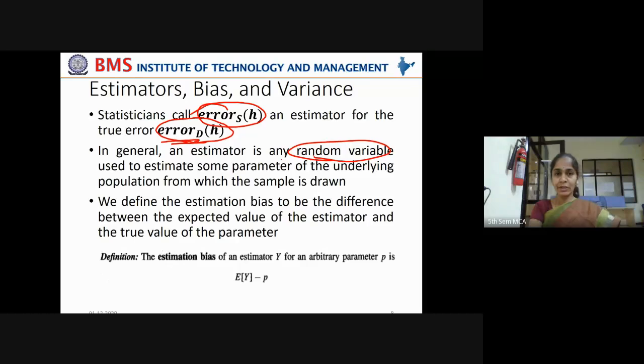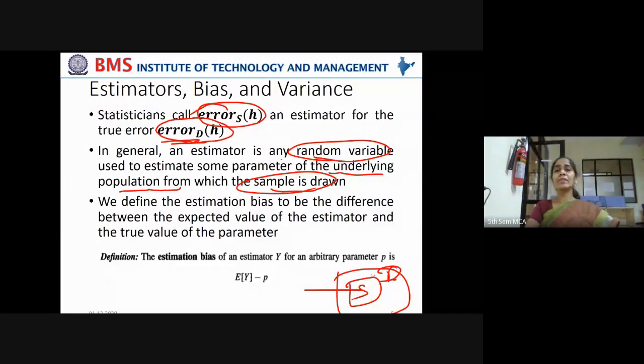And in general, an estimator is any random variable used to estimate some parameter of the underlying population from which the sample is drawn. Here, our sample is taken from a larger population having distribution D, and that sample error we are finding. Now this sample error is just an estimation of the error that would be made with the unseen data, that would be made with the larger population's data.